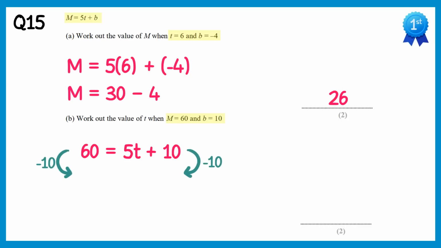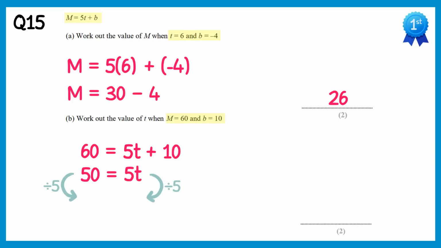Let's take away 10 from both sides. If you take away 10 from the left, 60 take away 10 is 50, and if you take away 10 from the right, you're just left with 5t. Now divide both sides by 5, 50 divided by 5 is 10, and 5t divided by 5 is t. So you find the value of t is 10.